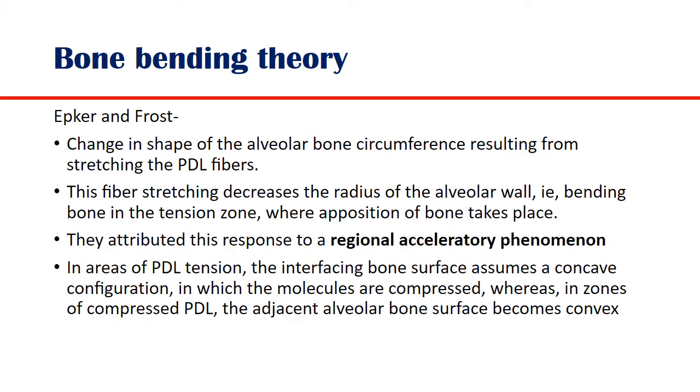Well, there is also something called the regional acceleratory phenomenon. When there is a stretching of the alveolar bone, as I said, on the tension surface, and there's a concavity which is formed because of the thinning of the alveolar bone, then various kinds of cells and mediators are attracted towards the site, and that is the regional acceleratory phenomenon, which is also called the bone formative phenomenon. Apposition of bone takes place here. But in the compression zone, where the convexity is, bone resorption is going to happen.